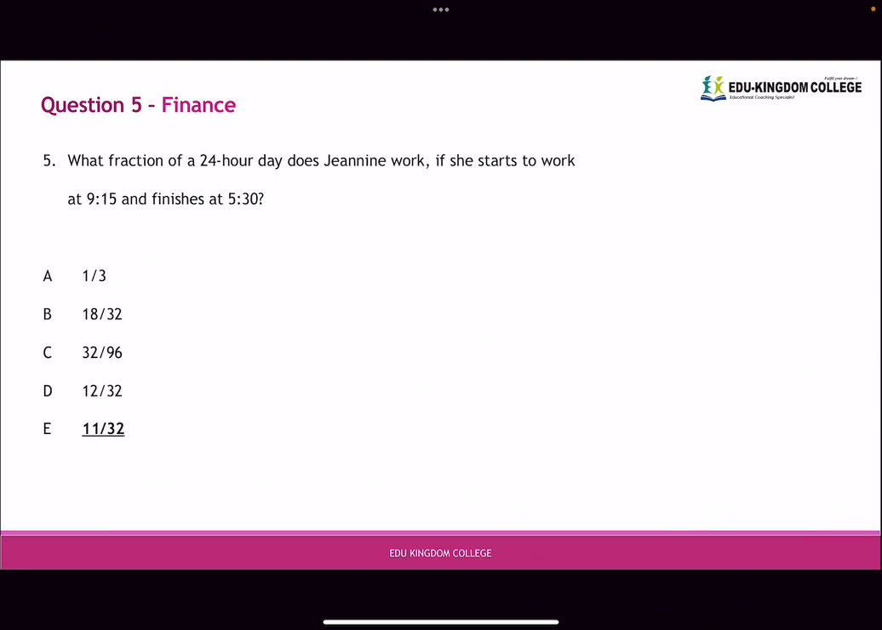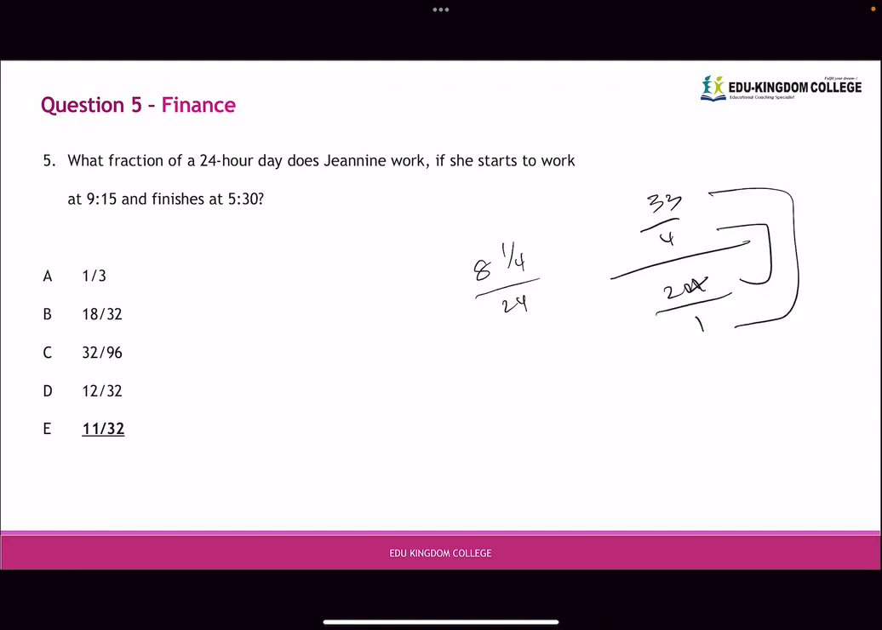Now, what fraction of a 24-hour day does Janine work if she works from 9:15 to 5:30? So that's 8 hours and 15 minutes. So 8 1/4 over 24. So let's change 8 1/4 into an improper fraction. So 4 times 8 is 32. So 33 over 4, all over 24 over 1. So you multiply top and bottom, middle and middle. Okay, that should give you 33 over 24 times 4.